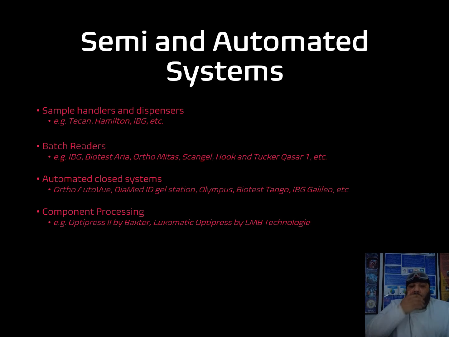And so I'm going to highlight these, giving a general overview. I'm not going to attempt to go into too much scrutiny or depth over the kinds of pathology automation, but I will give an overview on these different types. So again: sample handlers and dispensers, batch readers, automated closed systems, and component processing.